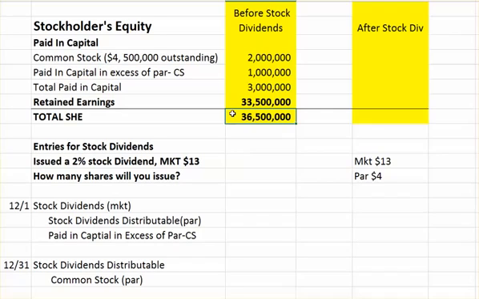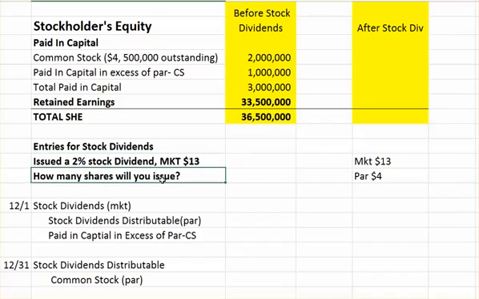Now we're going to declare a stock dividend. And so the problem's going to have to tell us how much stock we're going to give away and what is the market value of the stock so we can create the journal entries. Well, here it says that we've issued a 2% stock dividend and the market value of that stock on the date of declaration is $13.